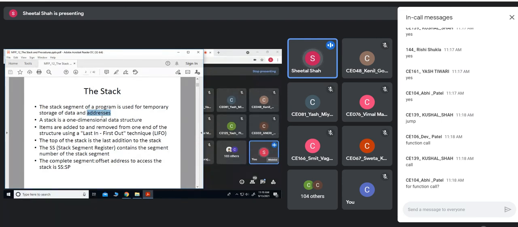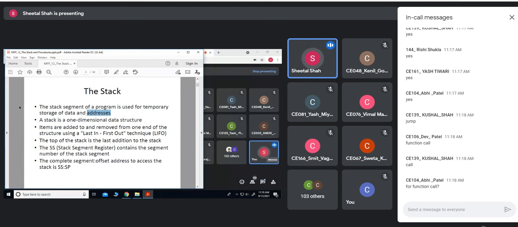There should be some way in which we can store the return address, so that when we finish the function and it returns back to the main program, it comes to know where it stopped and from where it has to continue. Hence that address should be stored into the stack.